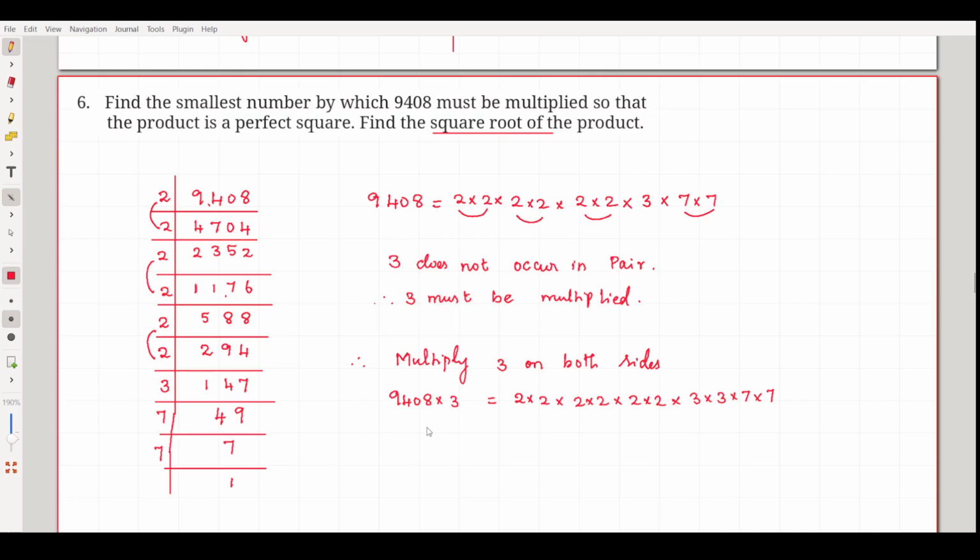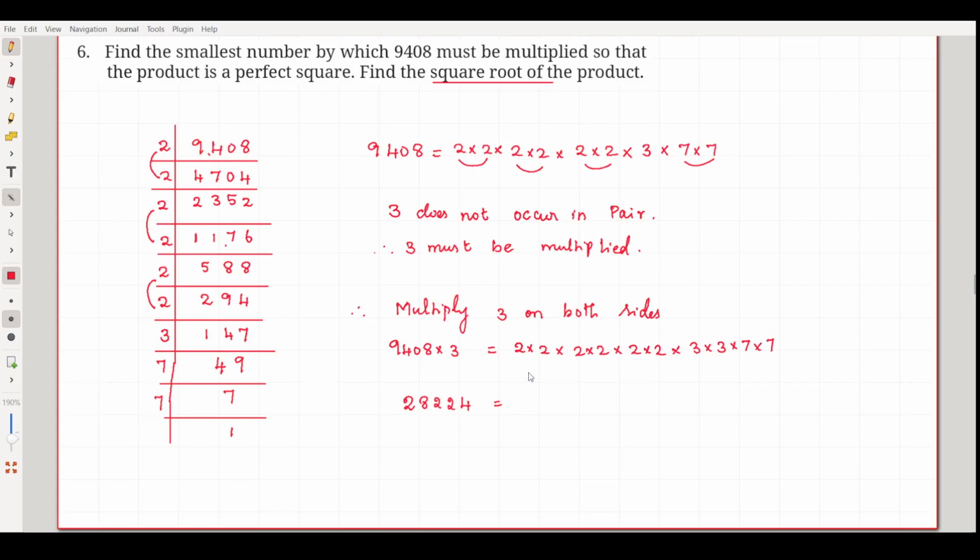If you multiply 9408 by 3, you will be getting 28,224. That equals 2 into 2 into 2 into 2 into 2 into 2 into 3 into 3 into 7 into 7. We have to find the square root.